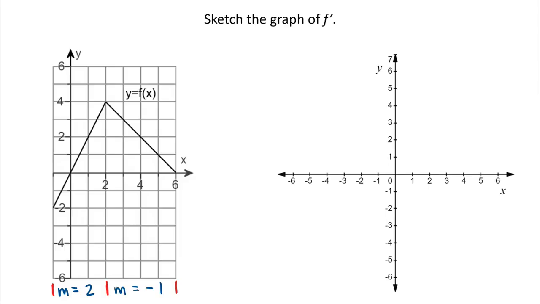Now let's graph these two slopes on our graph on the right. On the interval from x equals -1 to x equals 2, the graph of our function will have a height of 2 because the original function has a slope of 2 on that interval. And then on the interval from x equals 2 to x equals 6, our graph will have a height of -1 because the slope of our original function is -1 on the interval from 2 to 6. And there's the final graph of f prime.